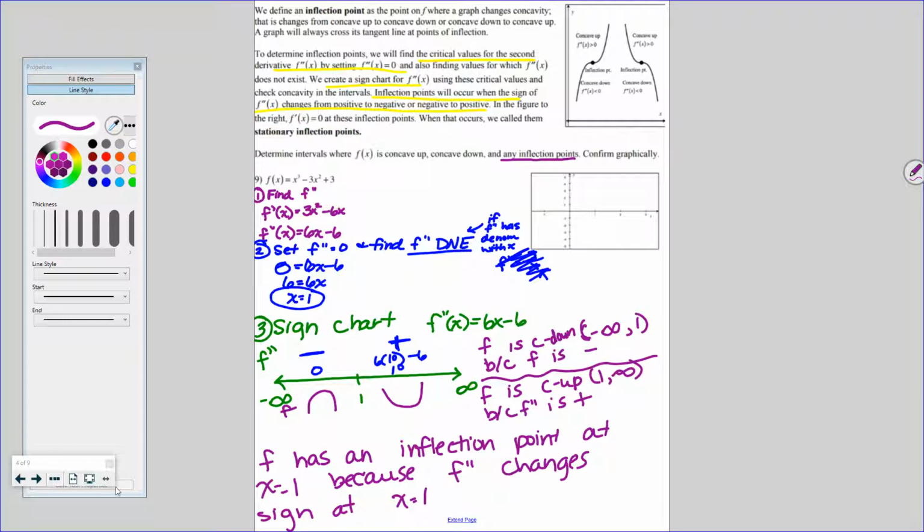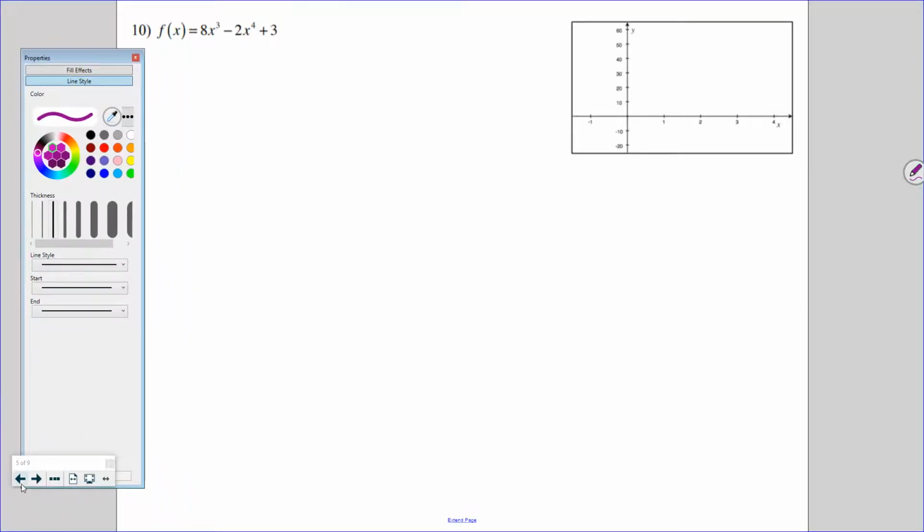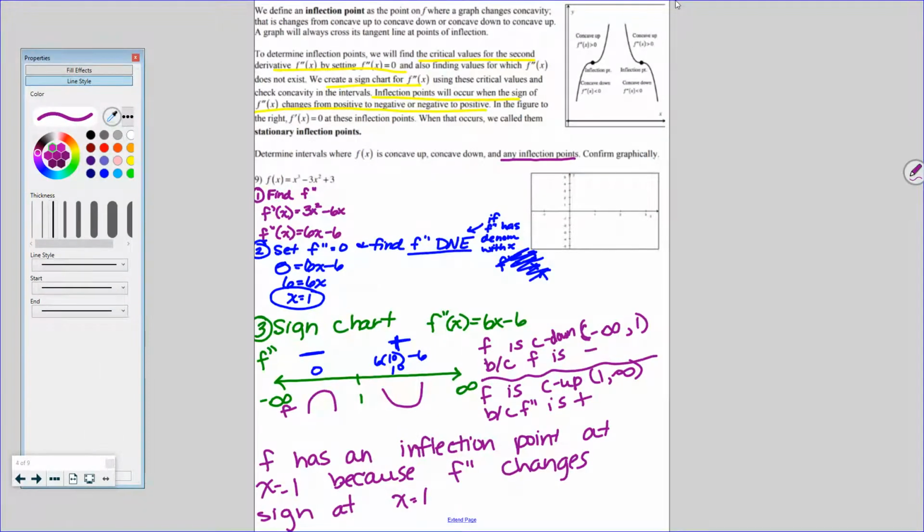All right, so we're going to do another one of those. We'll do it a little bit faster this time. All right, so this time, same kind of question. Oh no, we need to look at the graph. Hold on, let me pause this and we'll look at the graph.